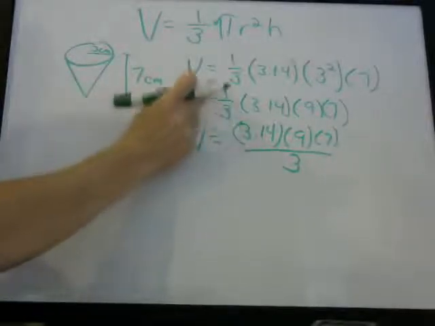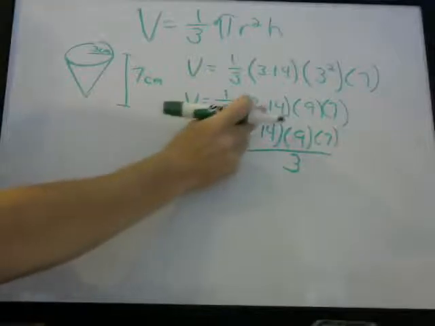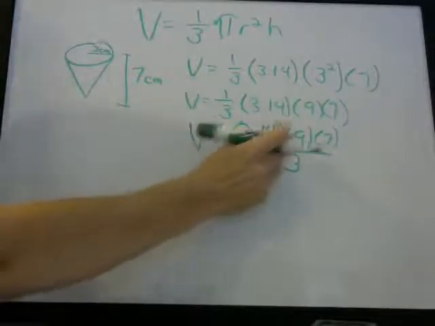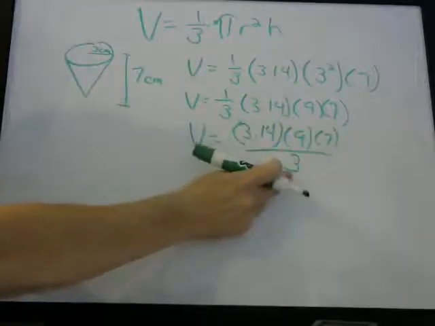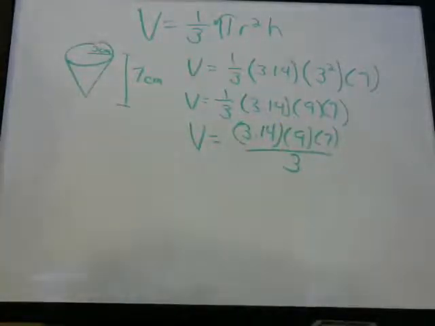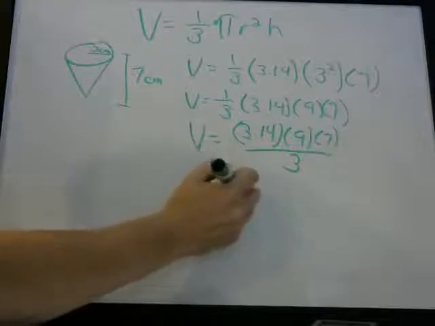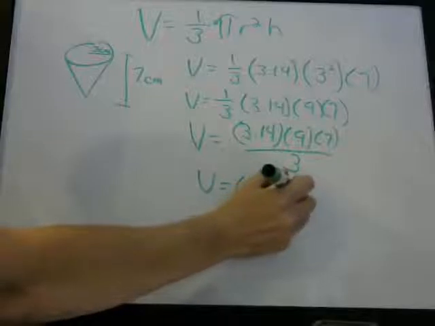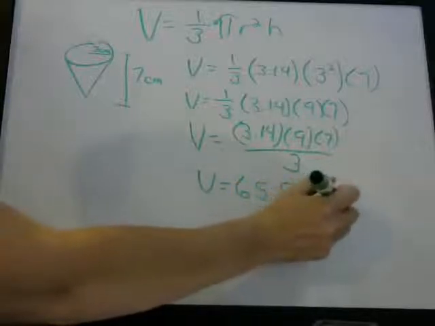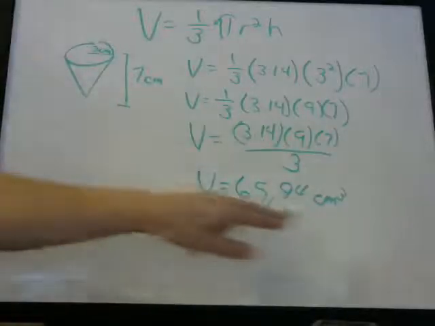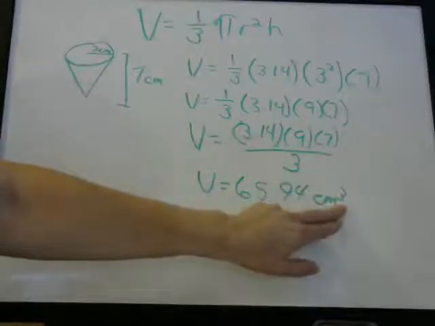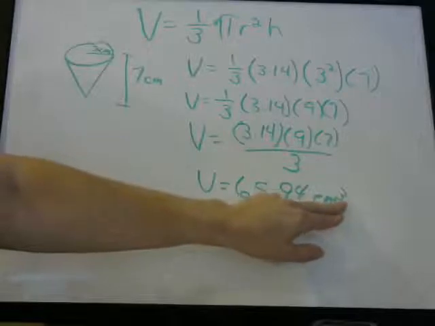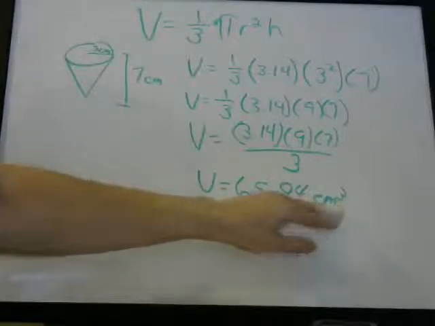So you can either plug in 1 divided by 3 into your calculator times 3.14 times 9 times 7, or 3.14 times 9 times 7, all divided by 3. And when you do that, you're going to get 65.94 centimeters cubed. Remember, when you're doing volume, the units are always cubic units, and so that can be a key to the question. If they're talking about cubic units, then you know you have a volume question.